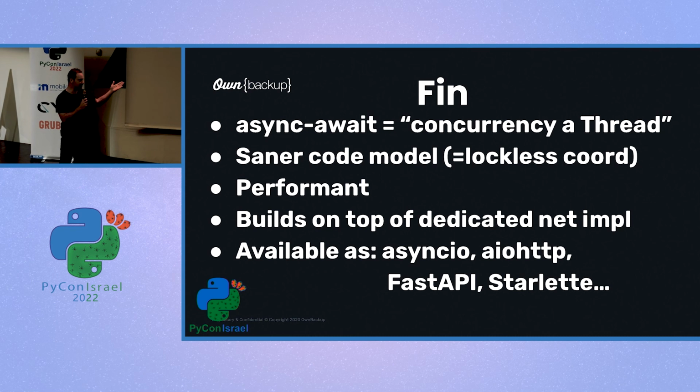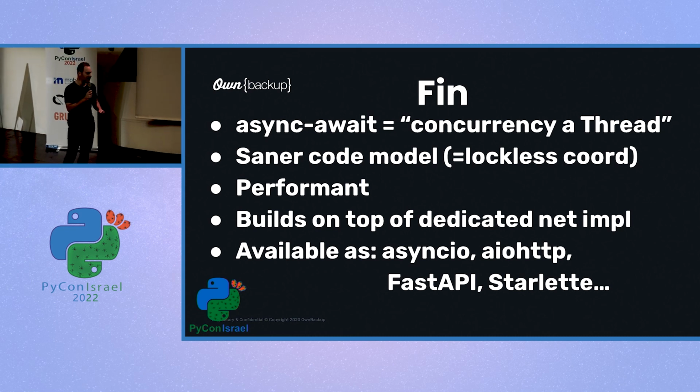And it's pretty stable in Python. It's mature, it's 8 years old, and it's available as asyncio in the standard library. Every Python 3 point whatever has it. We have AIOHTTP, which replaces requests, and FastAPI and Starlette.